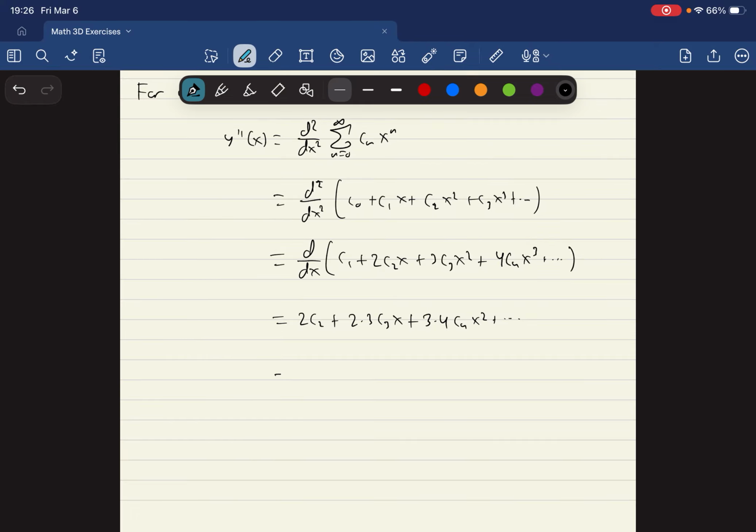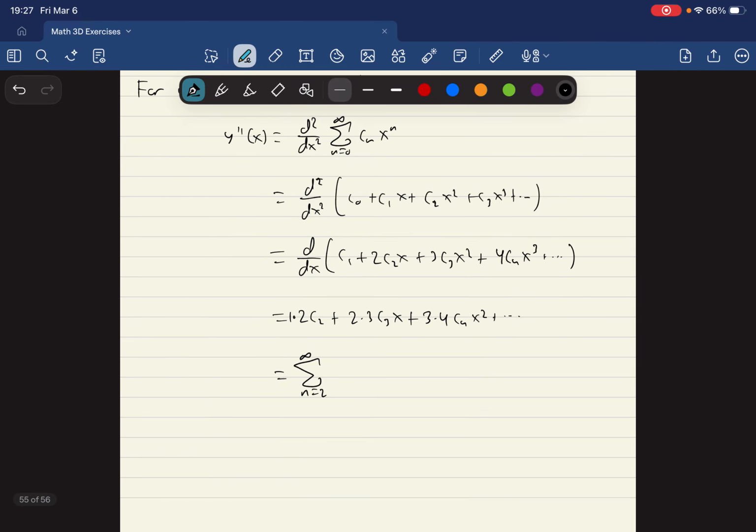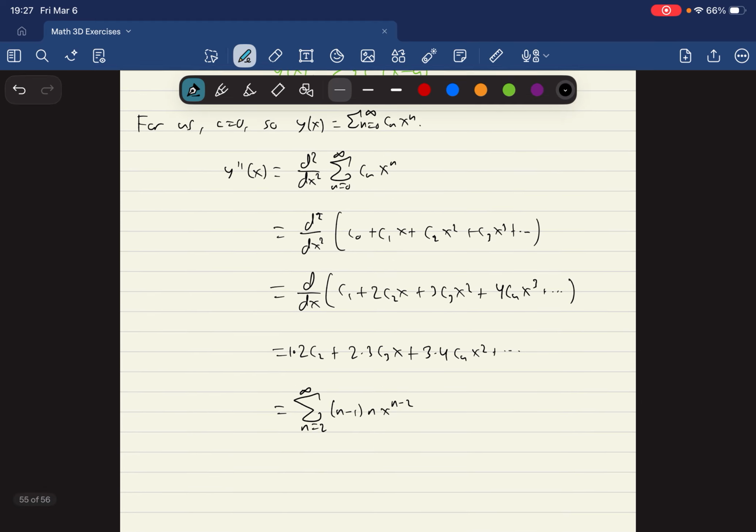We can see that the pattern in general for our series, if we start from 2 to infinity, and it really helps to add this invisible 1 right here, is that we're doing (n - 1) times n, and then x to the n - 2. Okay, so now we have this series.